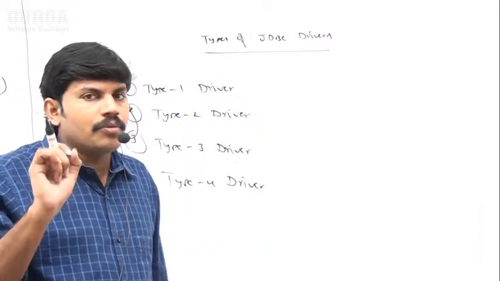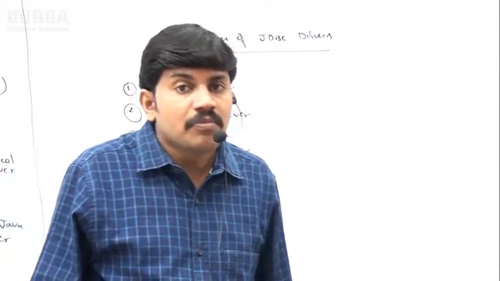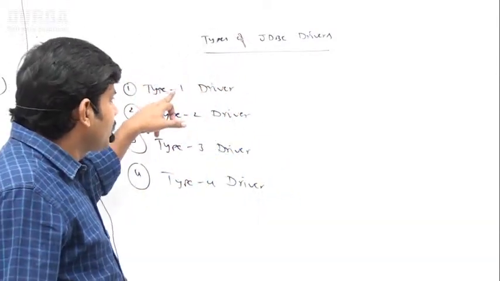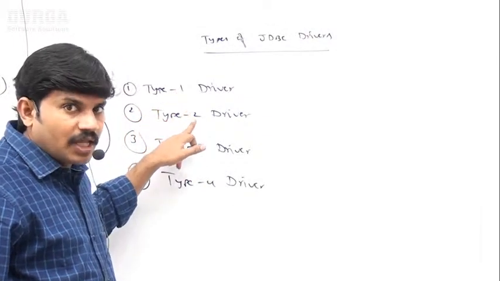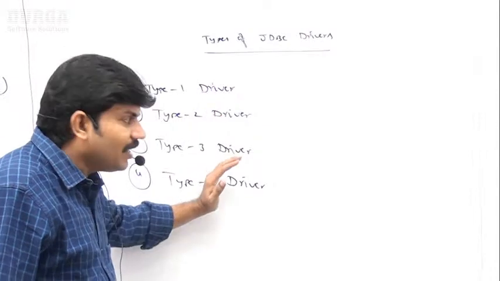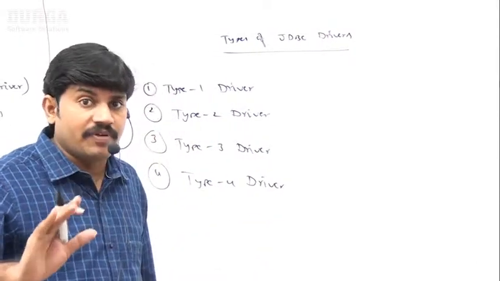In the interview room, if the interviewer asks how many JDBC drivers are available, then immediately your answer should be 4. What is the first category? Type 1. The second one? Type 2. Type 3, type 4. But based on the functionality, some other names are also available.